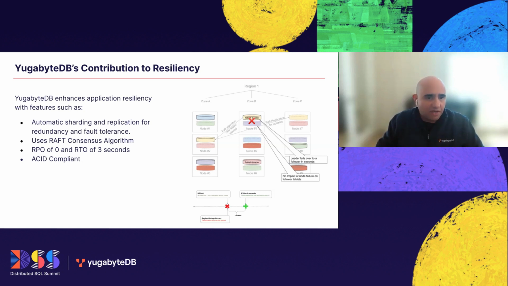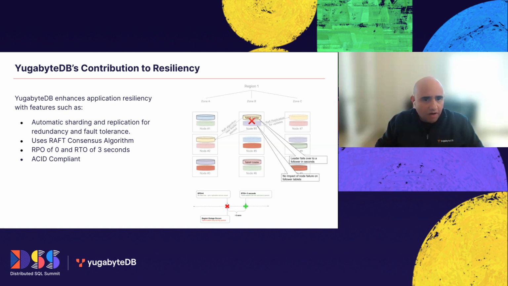Number 2, Raft consensus algorithm. So this is the backbone of YugabyteDB resiliency. We use the Raft consensus algorithm to ensure that data is consistent across all nodes. It's like having a democratic vote to make sure everyone is on the same page, even in the presence of failures. Number 3, CAP theorem.